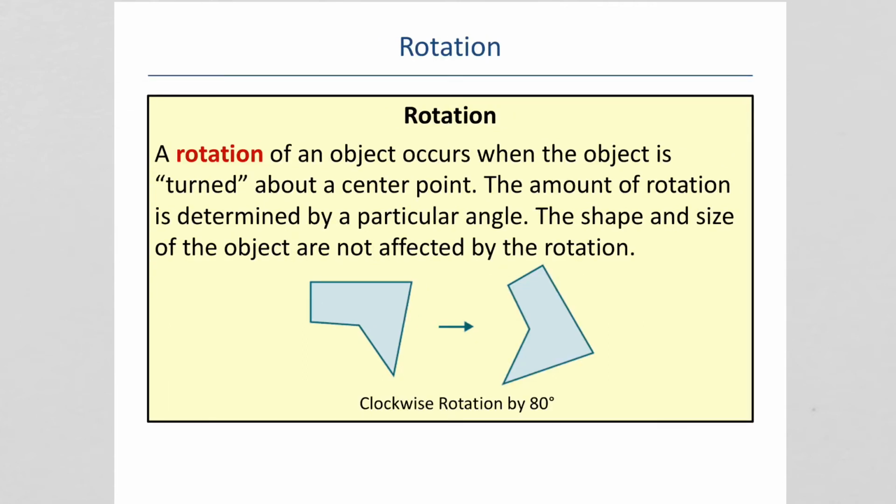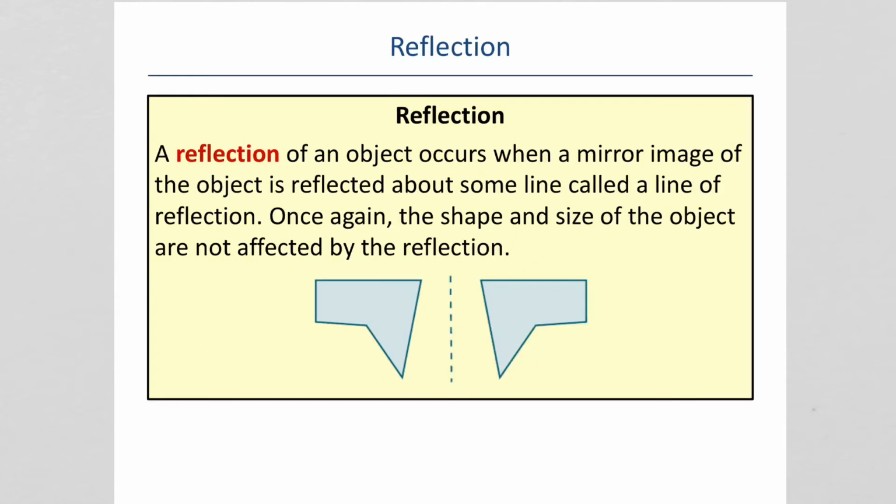Rotation is just rotating the object. So this one was rotated clockwise 80 degrees. And reflection is when it's reflected about some line.